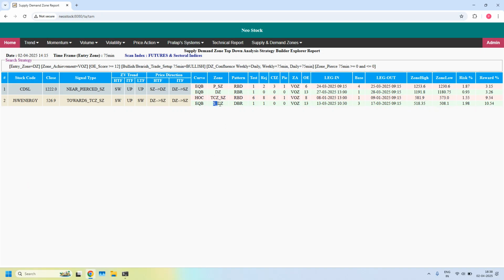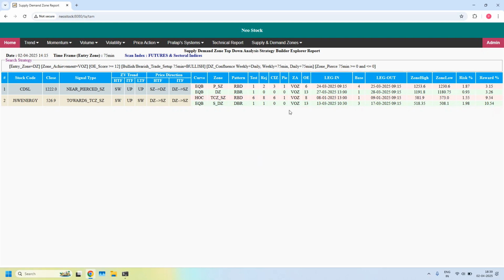In these 2 stocks, these 75 minutes demand zones overlapped with daily demand zone. Both together again overlapped with weekly demand zone. But weekly trend is sideways, HTF trend. So sideways trend, EMA confluence does not give any advantage. So we are not filtering the stocks. So this is about bullish trade setup for weekly income trade.